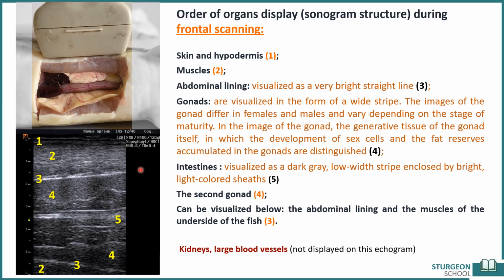stripe. And even lower, depending on the size of the fish and the depth of the scan, we may see the second gonad and then the lining of the abdominal cavity and muscles. This pattern is usually seen in sterlet scans. When scanning larger fish, the transducer usually captures only one gonad.